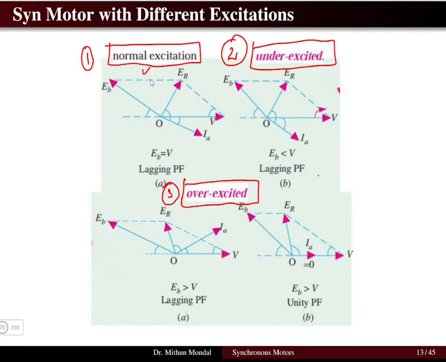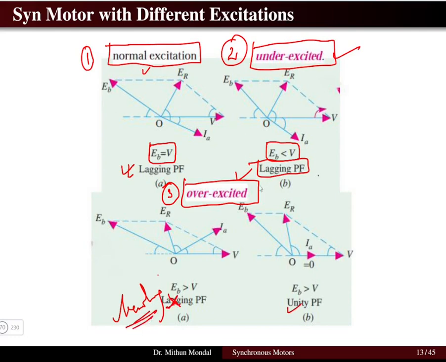Under the normal excitation, you will have the back EMF equal to the supply voltage, and it will be under the lagging power factor condition. Whereas under the under excited condition, the back EMF will be less than the supply voltage and it will be under the lagging power factor condition. In the over excited case, it will be either the leading condition or the unity power factor condition. So this will not be lagging, it will be the leading condition. So under the overexcited condition, our back EMF will be more than the supply voltage.